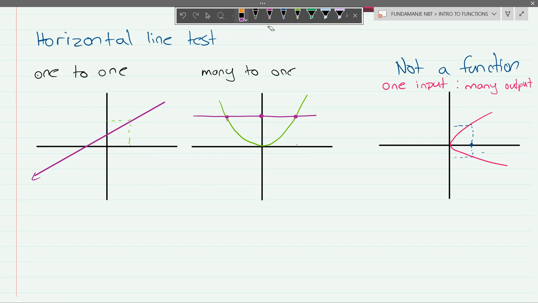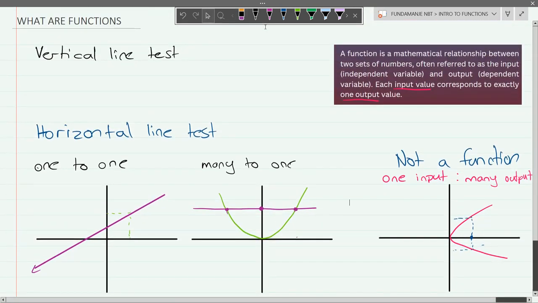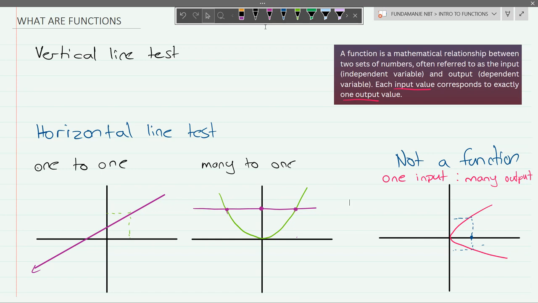Hopefully that makes sense. Always think about the order of input to output. So 1 to 1 is a function, a many to 1 is a function, but a 1 input to many output is not a function. Many input to 1 output is a function, and 1 input to 1 output is a function. So these two tests help us to determine whether we are working with a function or not, and whether that function is a one-to-one or a many-to-one type of function. But this only applies when you're given the graph graphically.